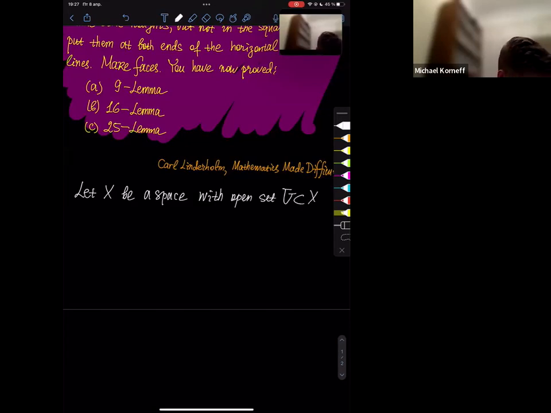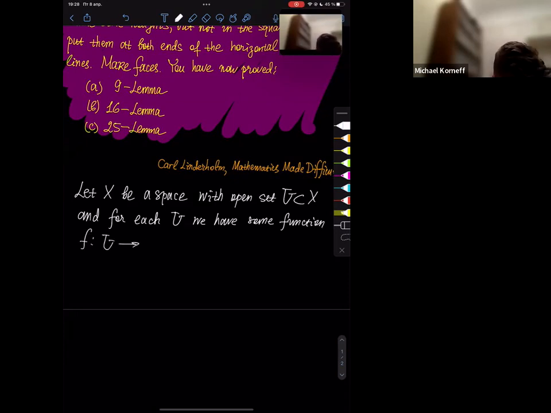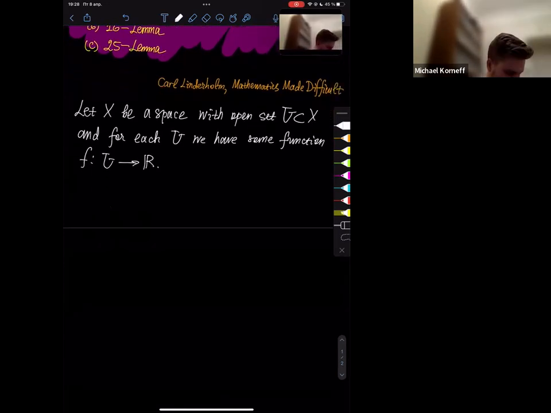For each open set U subset of X, we have some function f from U to R. And it is known that f is continuous if and only if it is continuous locally. This means two properties.